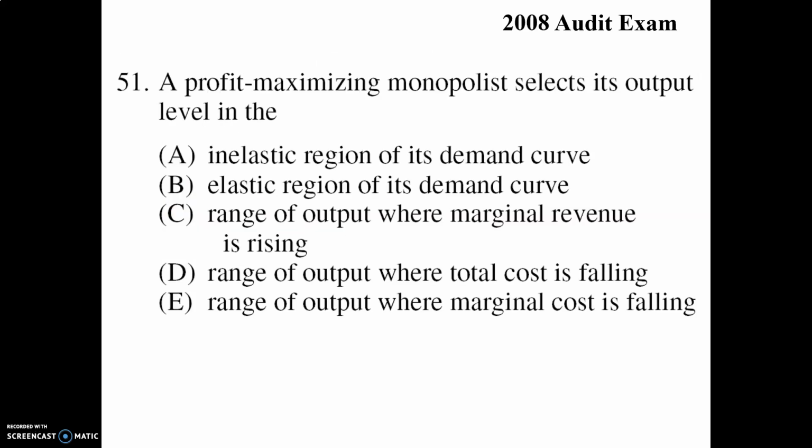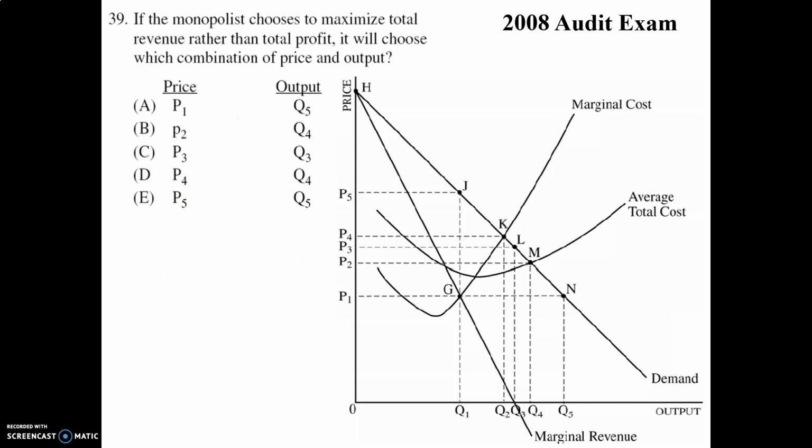Profit maximizing monopolist. A profit maximizing monopolist sets its output level at the elastic range of its demand curve. Remember, it will not produce in the inelastic range because when we get into the inelastic range, we know that the marginal revenue is actually negative. And a monopoly is just not going to produce if they're not making any money there.